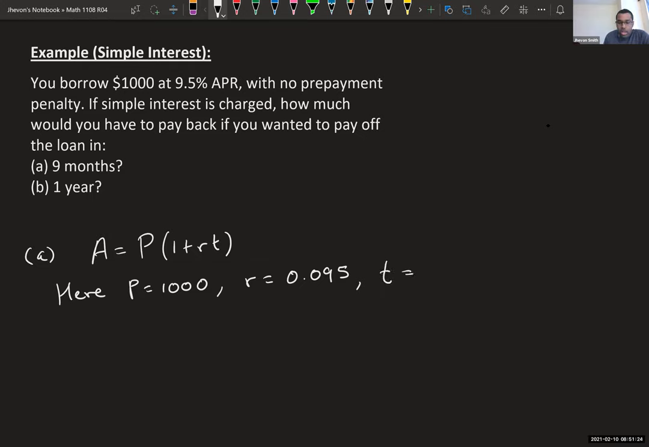And T says 9 months, but I want you to notice here that I'm going to write this as 9 over 12 because I want to convert to years. So that I would use as 9 over 12, which is going to be what, 3/4, 0.75. So that's the kind of trickery. That's the most trickery thing you can expect with a simple interest problem. Like, oh, I have to make sure all my units are agreeing. So it's charged in APR, which means annual. And so when you say 9 months, you have to change this to an annual basis. And so, yeah, that's all you do.